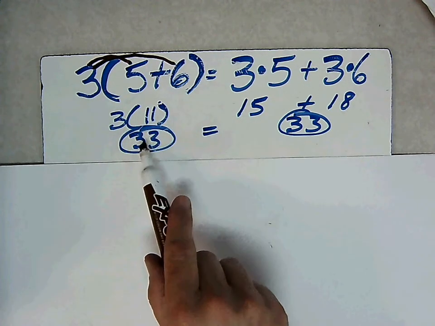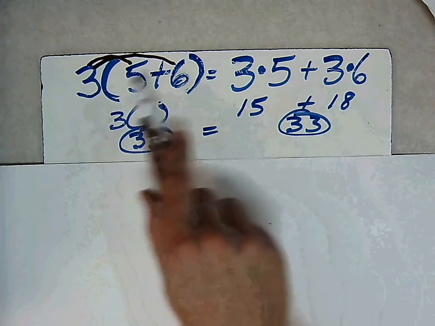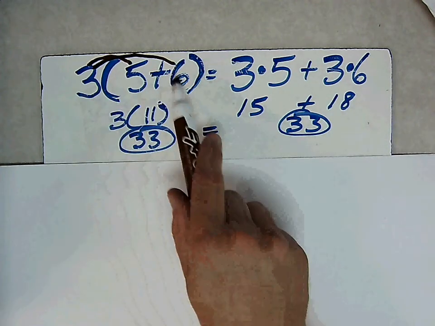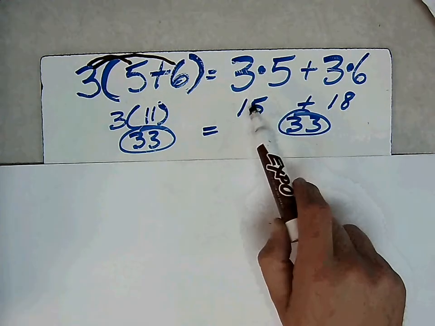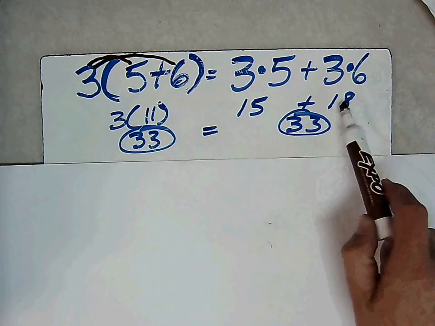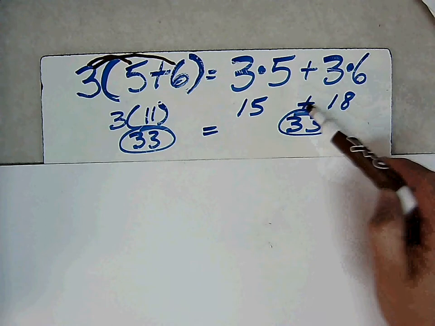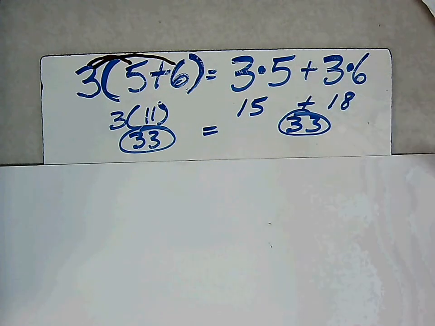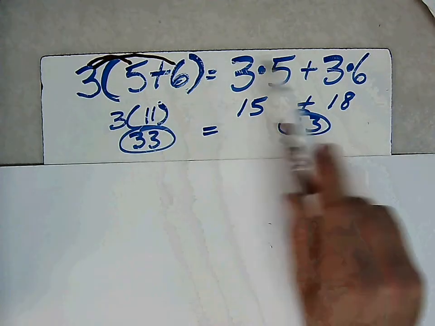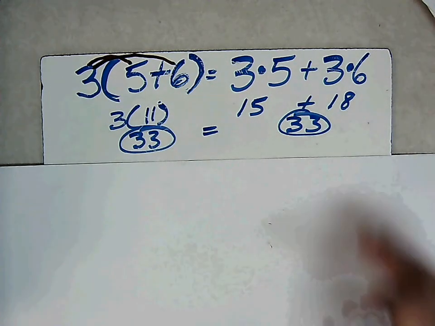Here, using the distributive property, giving the 3 equally to everything inside the parentheses, 3 times 5 is 15, write that down. 3 times 6 is 18, you write that down. And then you add, because order of operations says you multiply and then add. And you still get 33. So either way is the same. And when you get to some algebra problems, that's going to make it a lot simpler.